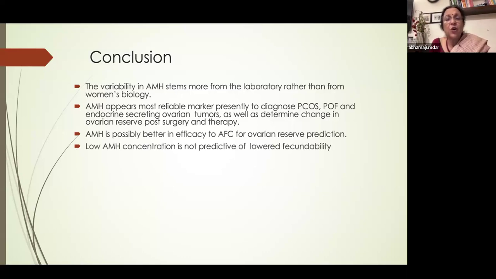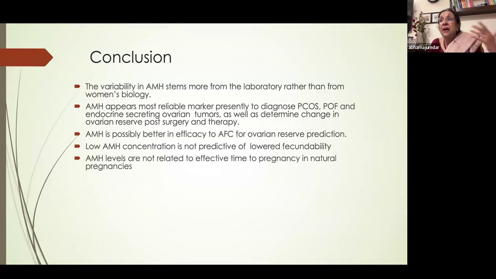Low AMH concentration is not predictive of lowered fecundability. Age is more important here, and how many years have passed since she's been trying is more important. AMH levels are not related to effective time to pregnancy in natural pregnancies. So if a woman has not looked for fertility treatment and she's got naturally pregnant within 2-3 months of trying, you can retrospectively do an AMH and confirm that she did have a very low AMH, but it took her 2 months to get pregnant.